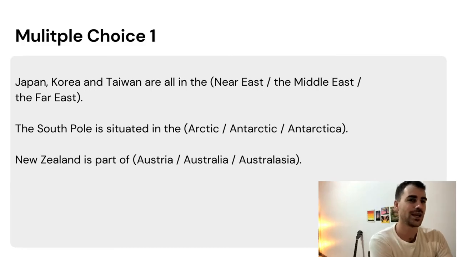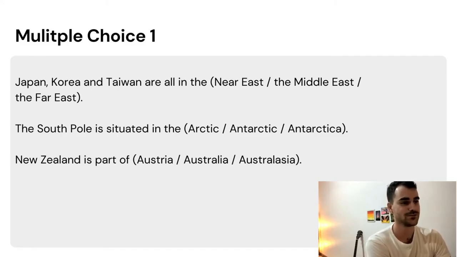The South Pole is situated in the Antarctic. What's the difference between Antarctic and Antarctica? It's very important for your grammar. So it depends on if we're using the word the before. We can say the Antarctic, or we can simply say Antarctica without the. New Zealand is part of, which one? Australasia.